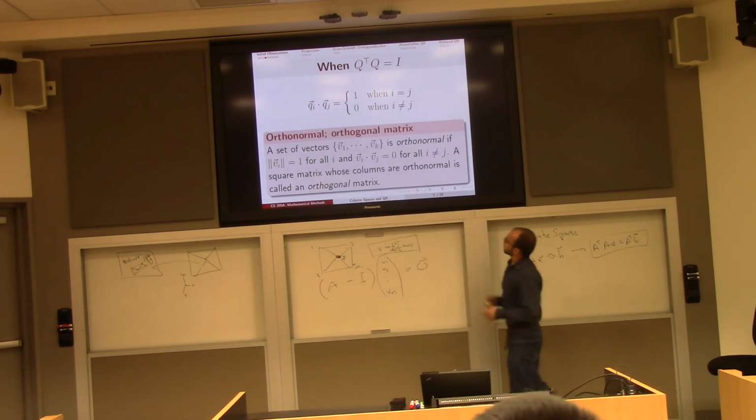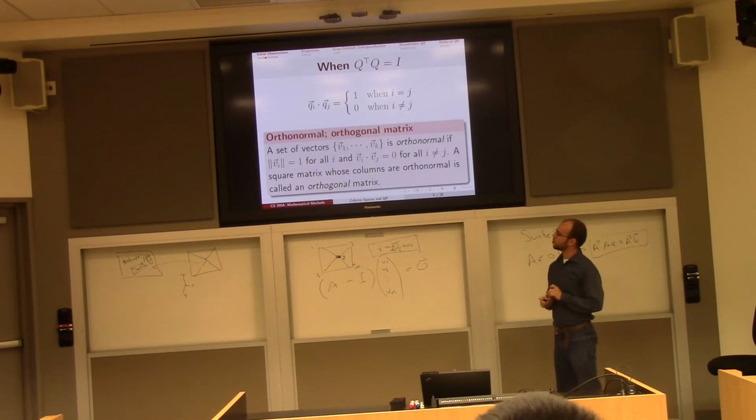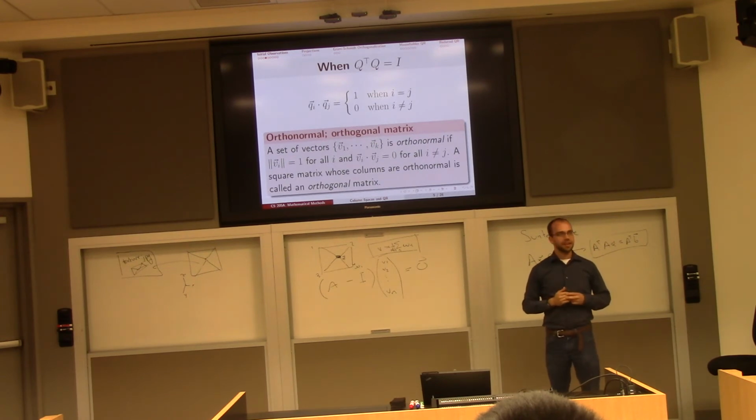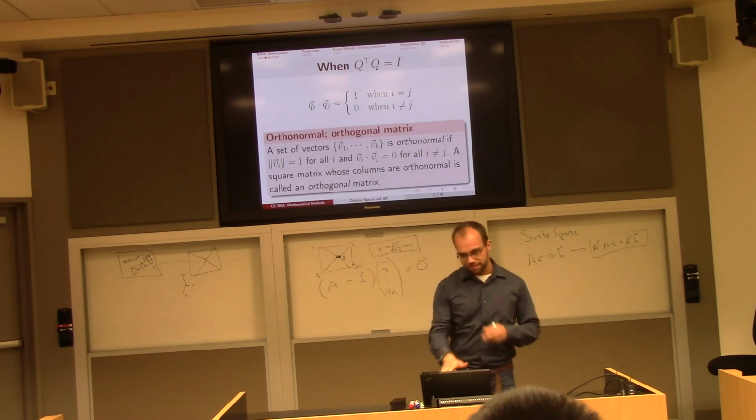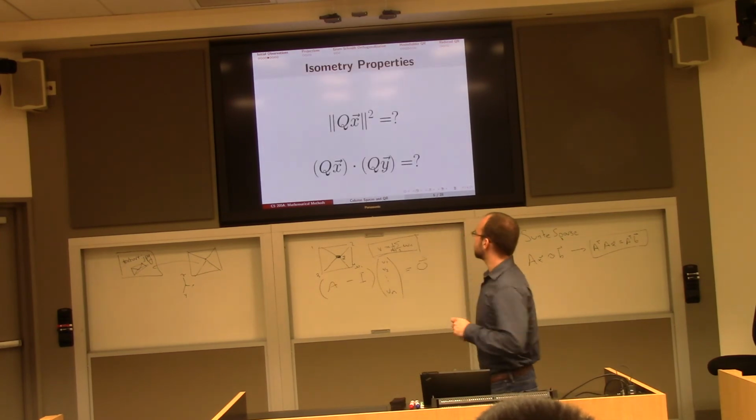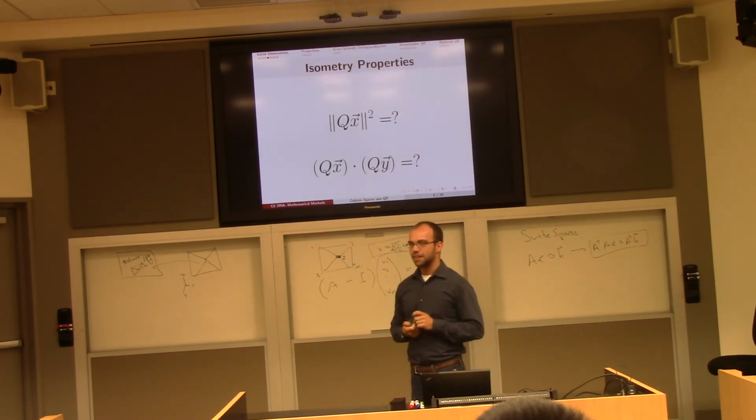And a matrix that looks like this is called an orthogonal matrix. So now we have a special name for this thing that we're looking for. We haven't shown that we have any reason to find it, but we're going to give it a name. So let's go into a little bit more depth. First of all, what kind of properties does this matrix Q have?